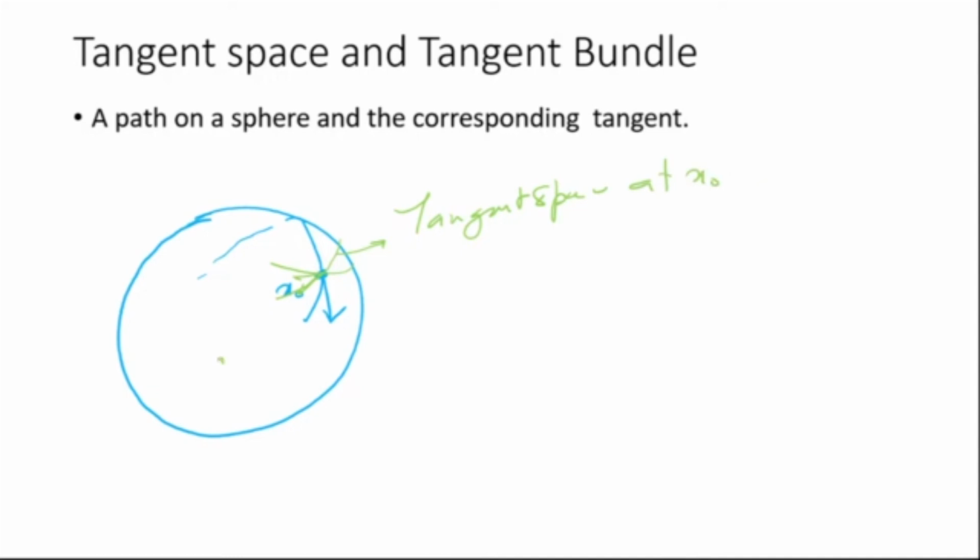And now there can be different x naughts. The x naughts can be different at different locations on the sphere, which means at each of these x naughts, there can be different curves, and each of them will have a tangent space. So the collection of all these tangent spaces together make up what we call a tangent bundle. Okay, so now we have seen the concept of a tangent space and the concept of a tangent bundle.